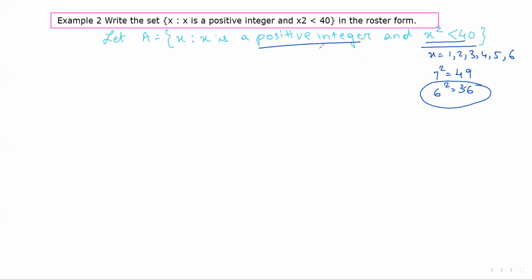These values of x satisfy both the conditions, that it is a positive integer and its x squared is less than 40. So A is a set of all x, so it will hold values like 1, 2, 3, 4, 5 and 6.